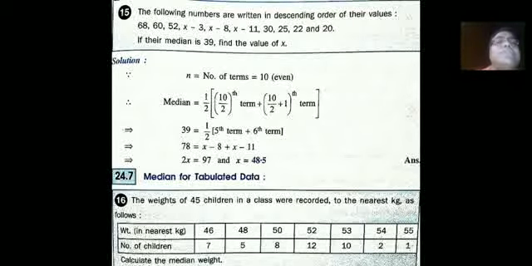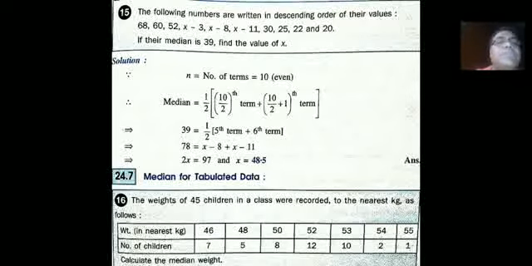Okay, so by counting you are finding n, so n is even. The formula for finding the median is the n by 2 th term plus the (n by 2 plus 1) th term, divided by 2. So first find out the 10 by 2 th term plus the (10 by 2 plus 1) th term. 10 by 2 means 5th, the next term is 6th, so the 5th plus 6th term by 2, or 1 by 2 bracket 5th plus 6th term. The 5th term is x minus 8 and the 6th term is x minus 11.